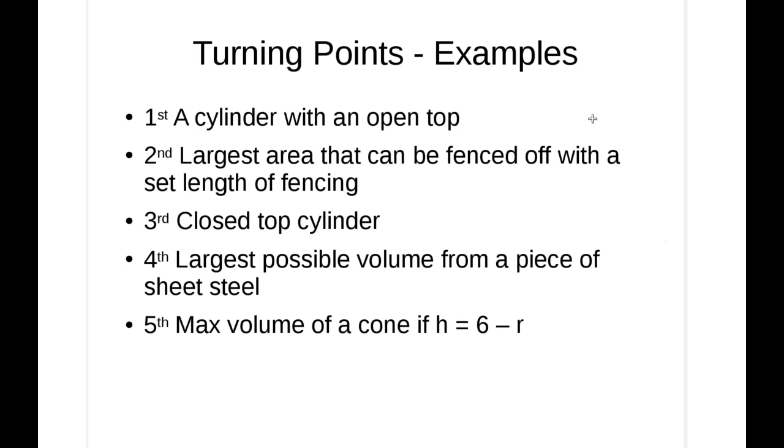Then we'll have a look at what's the largest possible volume we could get from a piece of sheet steel. So if you have a piece of sheet steel, a set size, you want to fold up the corners to make it into a box that contains, say, a fluid, for example. And then finally we'll just finish with an example of what's the maximum volume of a cone we could get if the height is tied into the radius by this proportion. Okay, so moving on.